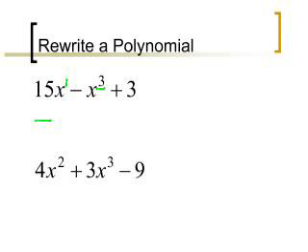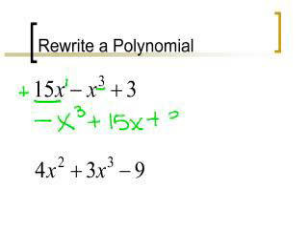So we're going to have negative x cubed. And then we're going to put on the next highest power. Well, it's this 15. Now, there's not a sign in front of the 15, which means it's positive. So that means we're going to add it. And then we will add our lowest degree term, which is just our constant 3. All right, let's try another one.